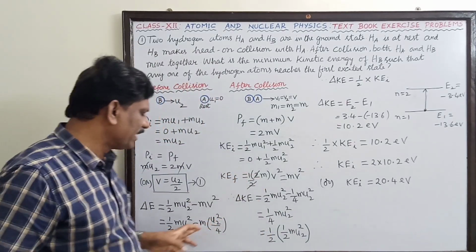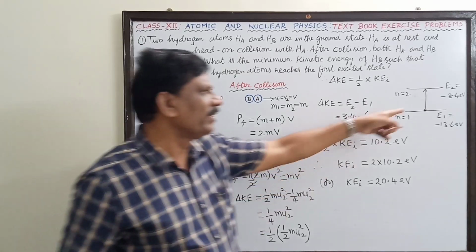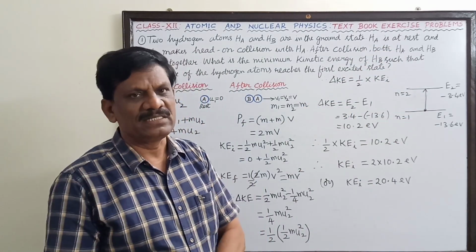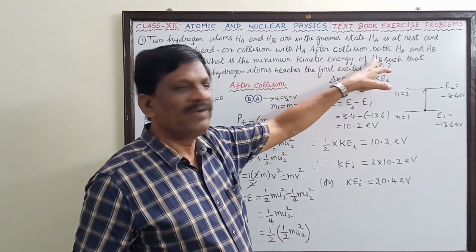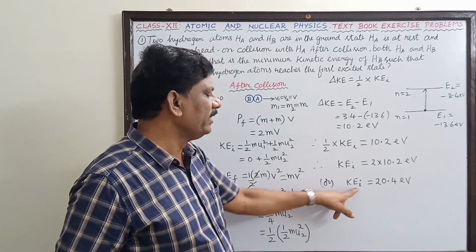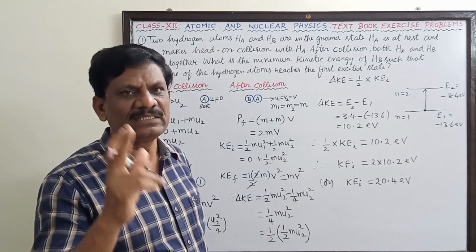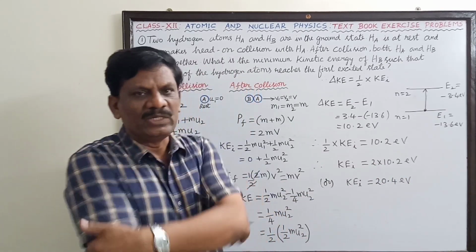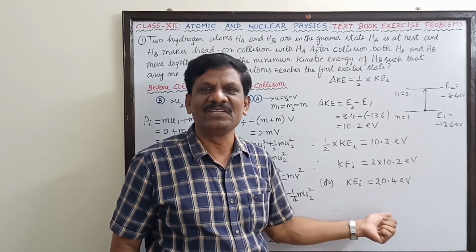So that difference in kinetic energy we have calculated, isn't it? So this much energy is required to shift the hydrogen atom from the ground state to the excited state. So from that we have arrived at the minimum kinetic energy of Hb, because Hb only is moving, Ha is at rest. So KE initial must be equal to the minimum kinetic energy of hydrogen atom B, and that is equal to 2 into 10.2, that is 20.4 electron volt. This is the answer. I hope you have understood well. Fine.